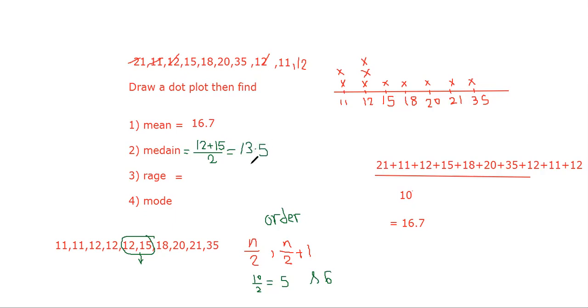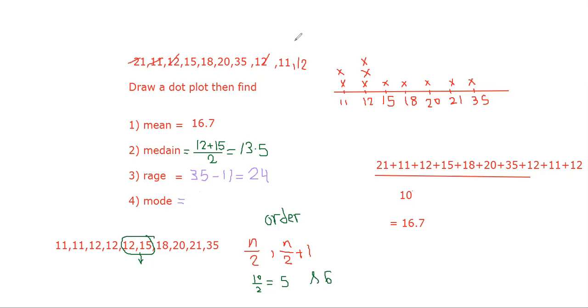Okay, 13.5. What is the range of this set of data? The range is 35 minus 11. Exactly. 35 minus 11, very good, it will be 24, which means the greatest number minus the least number.